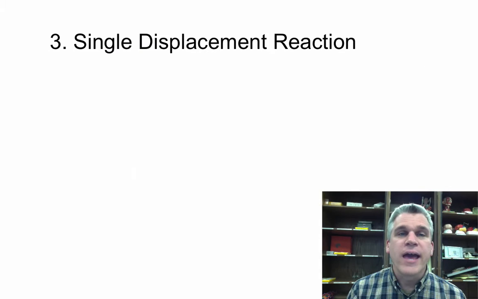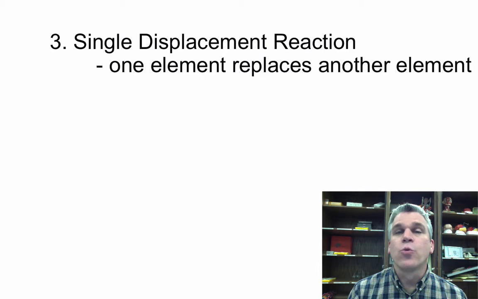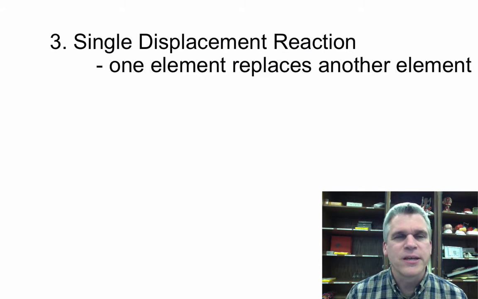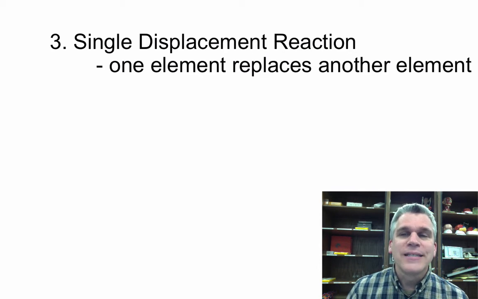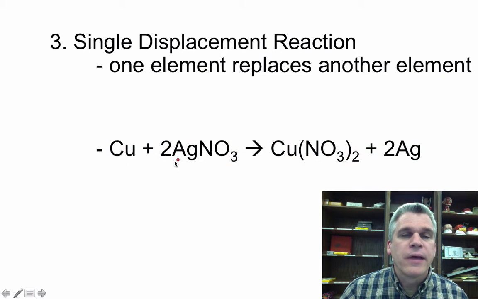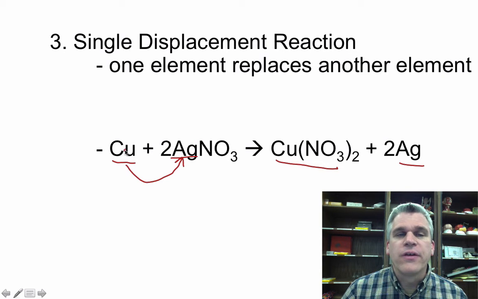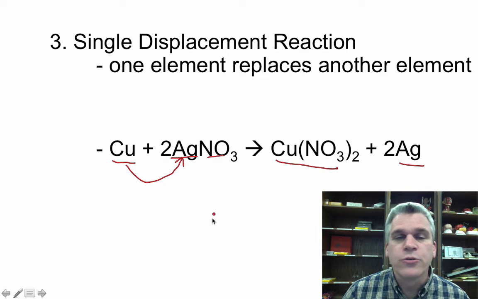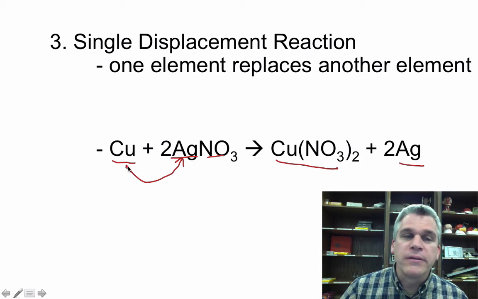The third type of reaction is called a single displacement reaction. This is also known as a single replacement reaction, different names for the same thing. Here, one element replaces another element. So for instance, copper and silver nitrate. The copper is going to replace the silver to form copper nitrate, and then we get silver. What happens? The copper has a greater affinity to the nitrate. The nitrate would rather be attached to the copper than the silver, so the copper replaces the silver.